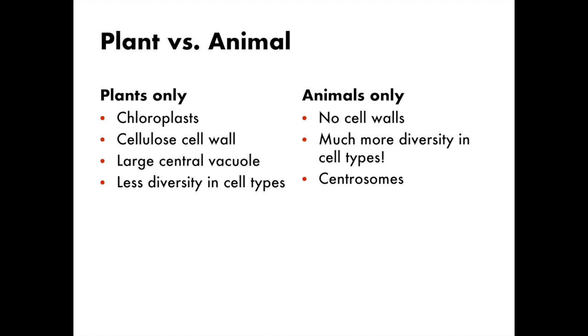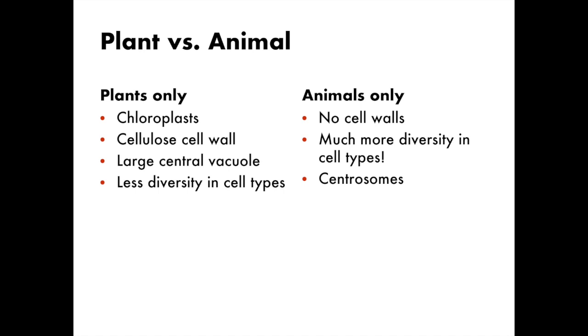All right, so plants versus animals. Plants have chloroplasts. They have that cellulose cell wall. They have a large central vacuole. But plants, as far as the number of types of cells they produce, not very diverse. So maybe on the order of, at most, like 20 is a guess of the number of different types of cells you might find in a plant.